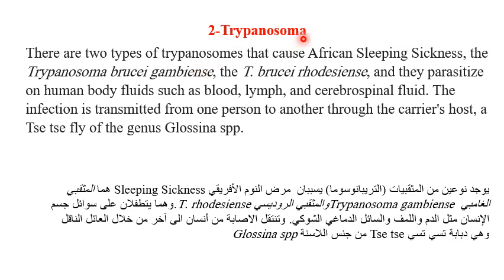In the eighth lecture, we are going to study the second example of a blood and tissue parasite, which is Trypanosoma. There are two types of Trypanosomas that cause African sleeping sickness, مرض النوم الأفريقي. The Trypanosoma brucei gambiense and the Trypanosoma brucei rhodesiense parasitize human body fluids such as blood, lymph, and cerebrospinal fluid. The infection is transmitted from one person to another through the carrier host, the tsetse fly of the genus Glossina.